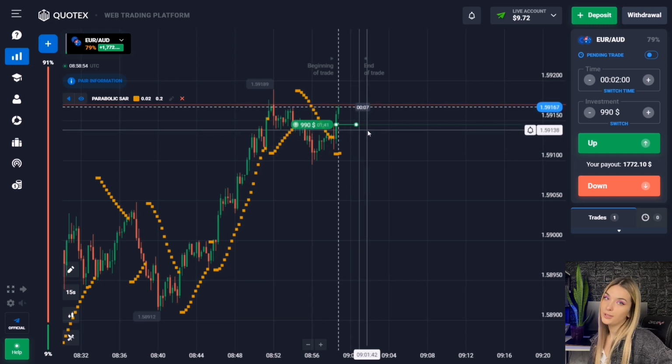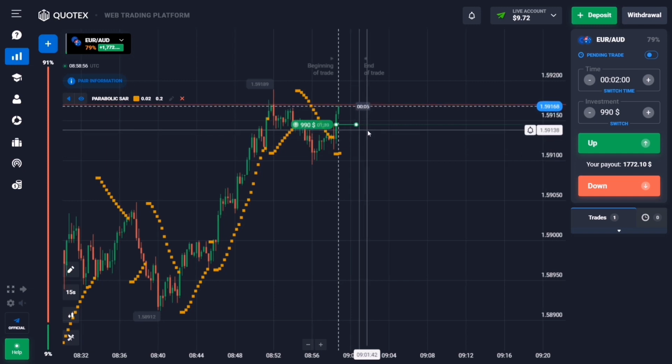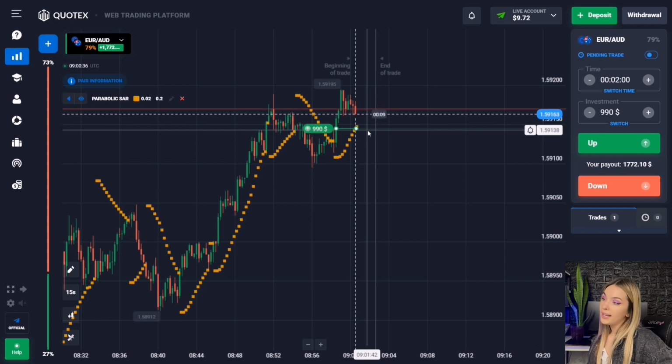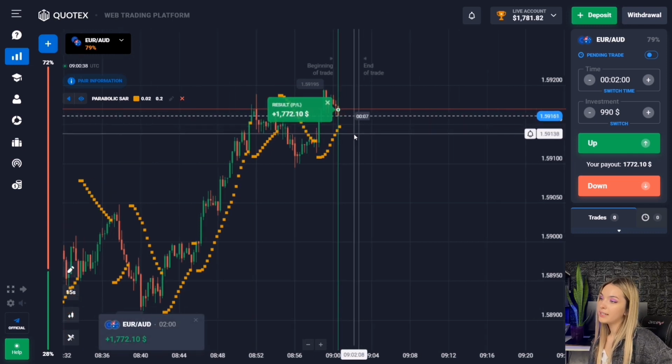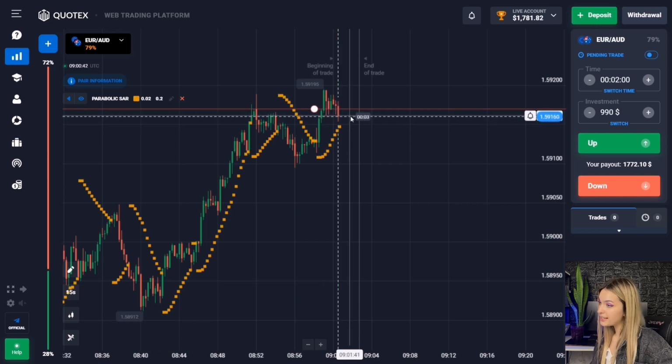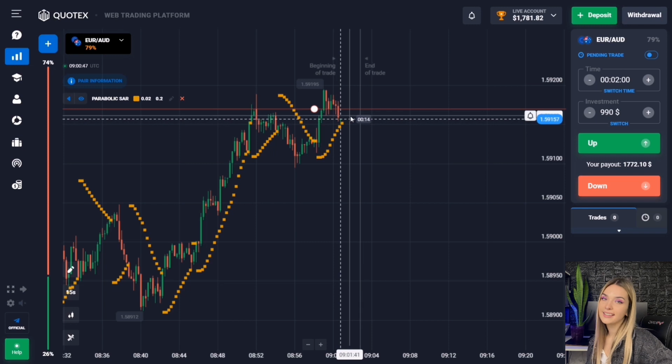So guys, let's wait for the end of our deal. Well, that's not bad. The price really continued to move up and we made a profit. The price has an excellent potential to increase. The indicator also gave us a good entry point. So guys, let's continue and find another situation on the market.